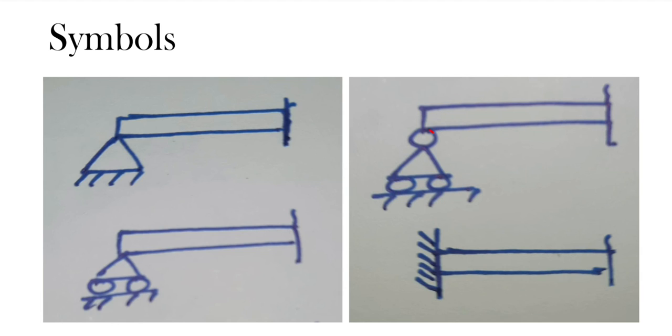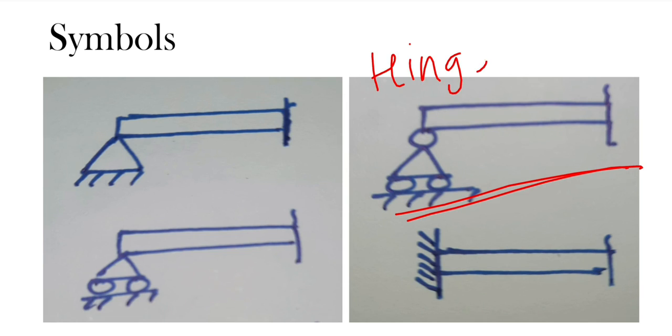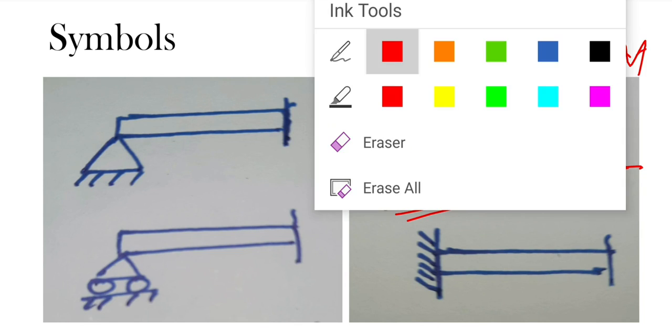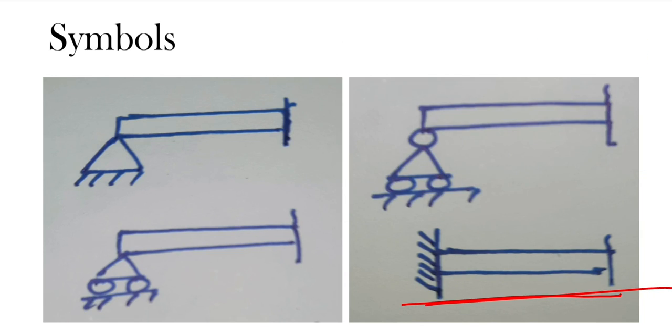Now see here. This is a new type of symbol. There is a roller here. On that there is a triangle. Below there are two wheels and then the rigid plane. So this symbol is of a hinge support.